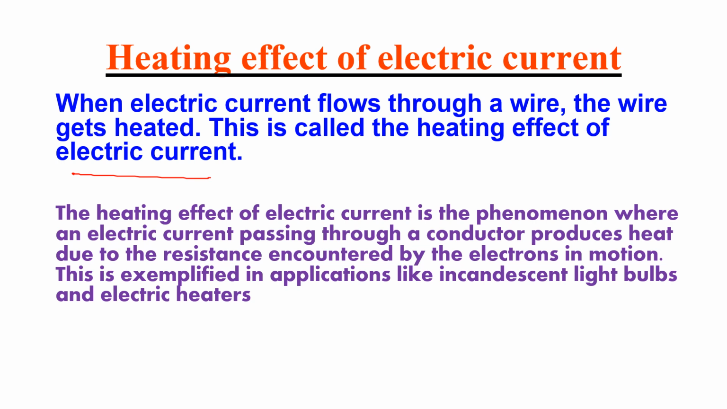Now come to the next line. The heating effect of electric current is the phenomenon where an electric current passing through a conductor produces heat due to the resistance encountered by the electrons in motion. I have just explained the function of electrons. This is exemplified in applications like incandescent light bulbs and electric heaters.